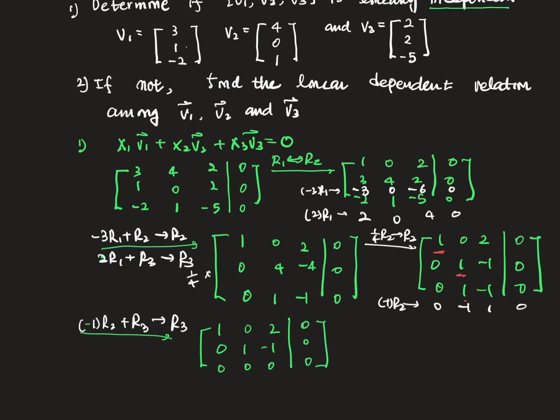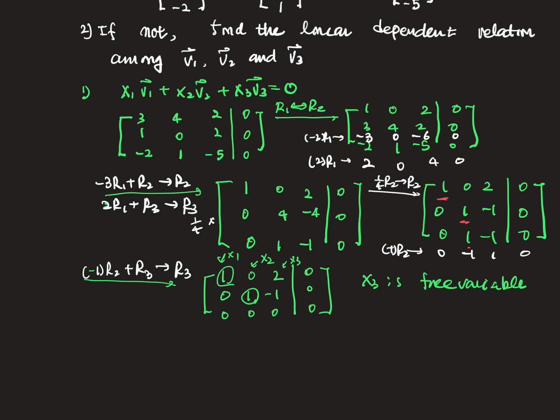Can you see that? Did you see the free variable? Here is x1, here is a pivot. Here is x2, here is a pivot. Here is x3, there is no pivot. So x3 is a free variable. So what are you going to say? You're going to say v1, v2, v3 is linearly dependent. So here is something very interesting, guys.